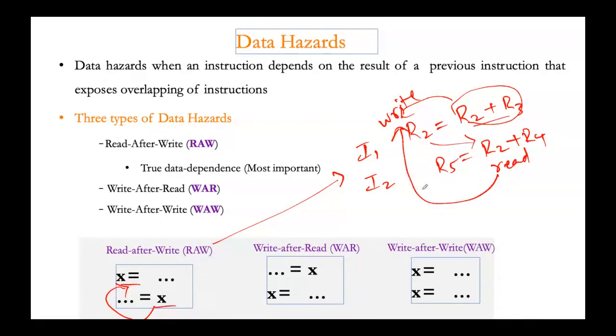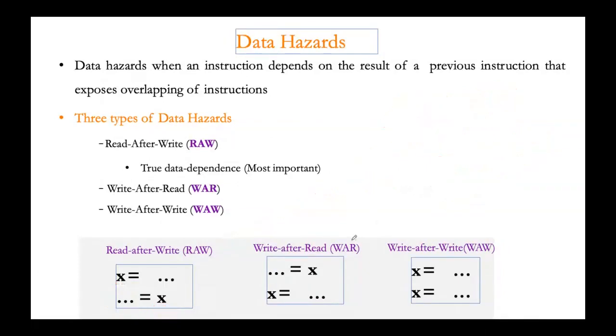The second one is write after read, also called anti-dependency. Here first we read the X value, and then we write into X. So that is write X after read X.